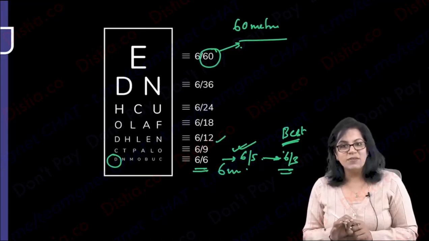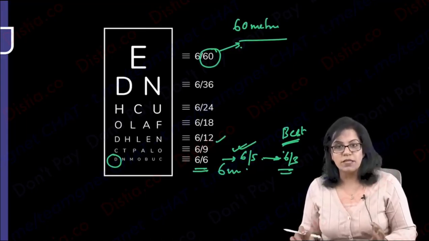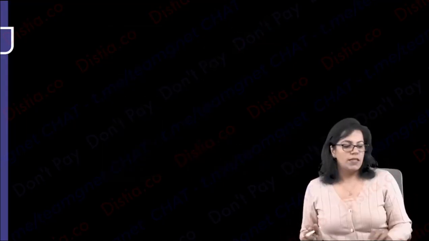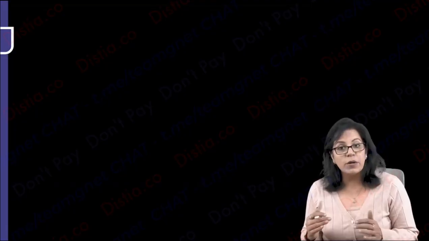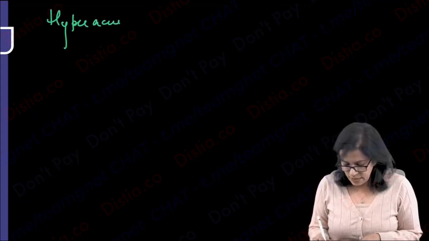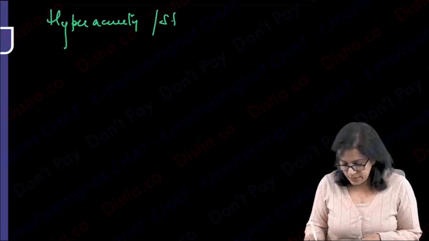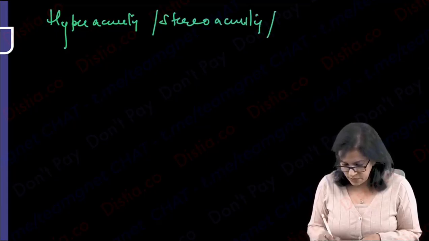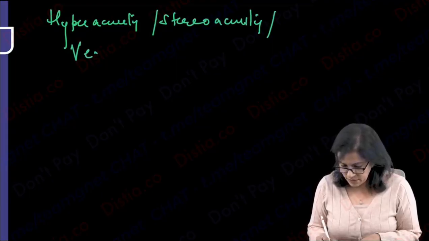Right? Understood now? So this is how you are going to document the visual acuity, and what we are measuring here is the form sense. Now we talk about what is hyper-acuity, or write down what do we mean by hyper-acuity. Hyper-acuity is also called stereo-acuity, or you can call it vernier acuity, discriminating acuity.